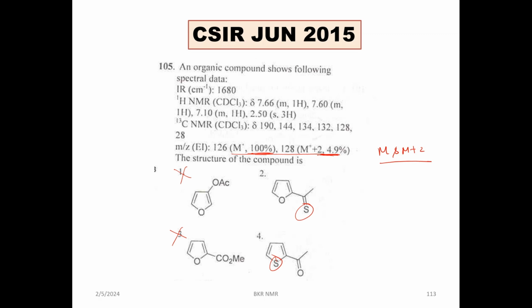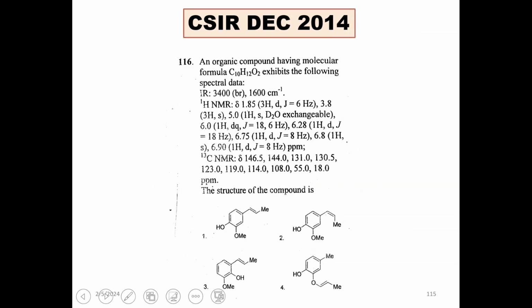So now you have the carbon NMR, you have 190. So if I have a ketone, it should go beyond 200. Therefore, the option is option 2. Very simple. So answer is option 2.